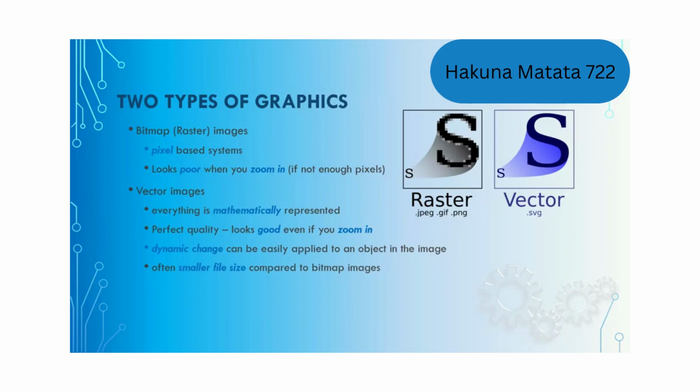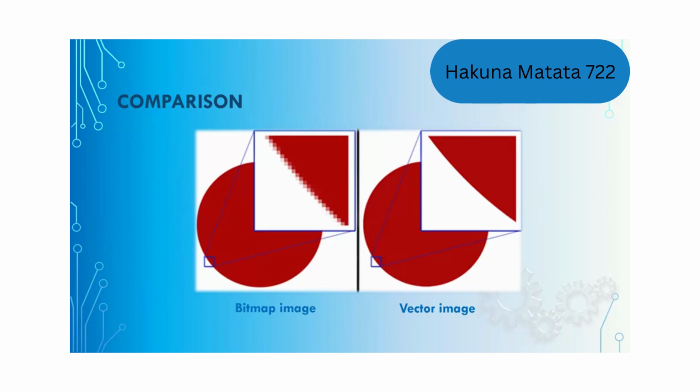It's perfect in terms of quality because all the objects are represented continuously using equations. And you can easily make dynamic changes by modifying the equations. It's often smaller in file size compared to bitmap images because you just have to store the equations rather than the pixels. And this is an example of how we can draw a curve using this equation. This is another comparison of bitmap image against vector image. For bitmap image, you see all the pixels. For vector image, it's finer because the circle is represented continuously using equations.